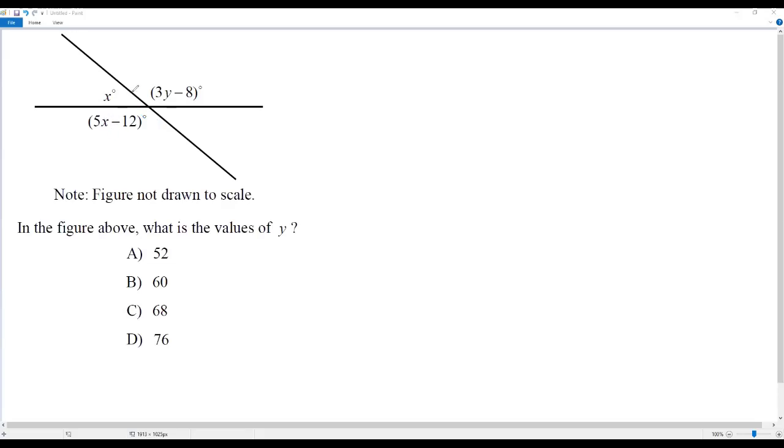Here, this is an angle measure on a straight line. Already we know that the angle on a straight line measures 180 degrees. So this is x degrees, and 5x negative 12 degrees. These two angle measures together form an angle on a straight line, so they must add up to 180 degrees. So x degrees plus 5x negative 12 degrees equals 180 degrees.